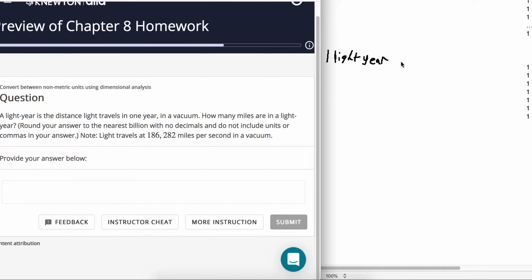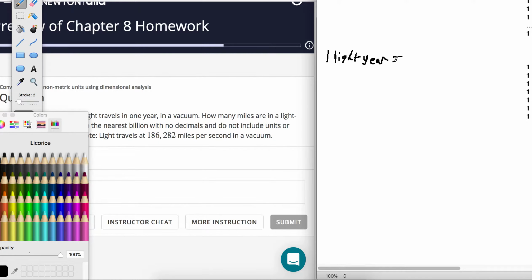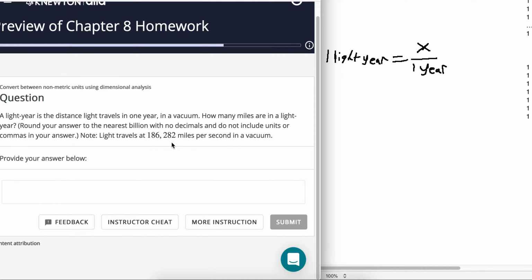Okay, so how many miles are in a light year? 1 light year is the distance light travels in 1 year in a vacuum. So 1 light year is a certain amount of distance that we don't know per 1 year. Okay, so we could get miles out of this. Light travels at 186,282 miles per second.